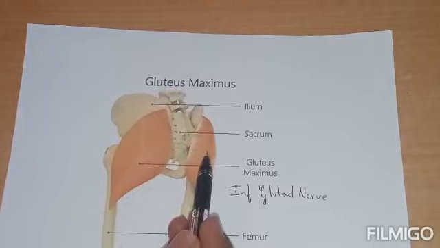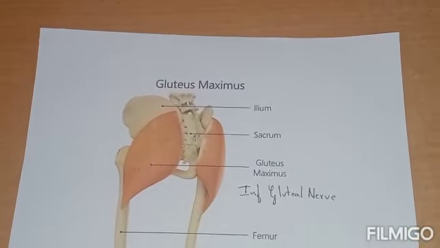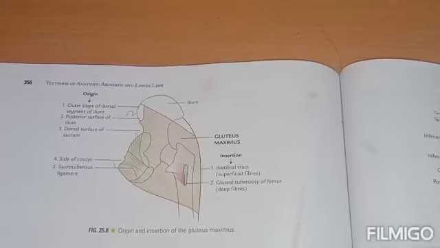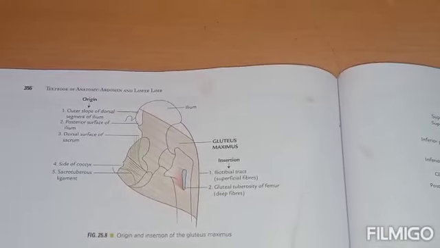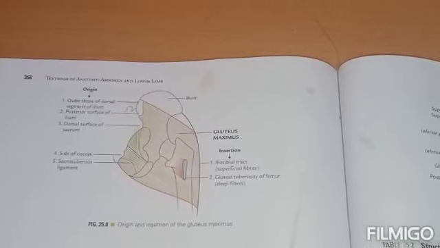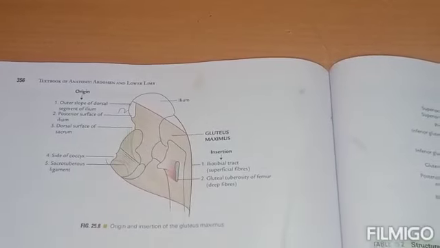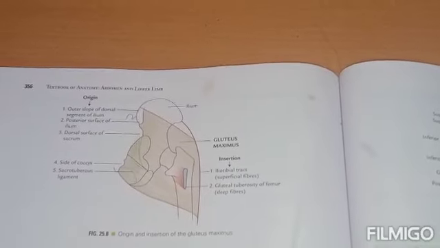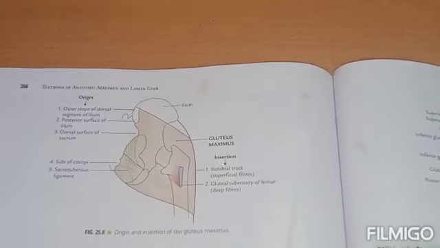Gluteus maximus muscle. It is the largest muscle of the body and also the most superficial muscle of the gluteal region. The origin and insertion of gluteus maximus muscle. The gluteus maximus muscle originates from the outer slope of dorsal segment of iliac crest. As you can see here, it also originates from the posterior gluteal line, from the posterior part of gluteal surface of ilium behind the posterior gluteal line, the dorsal surface of lower part of sacrum, side of coccyx and sacrotuberous ligament.